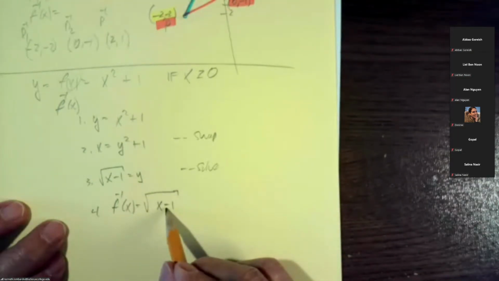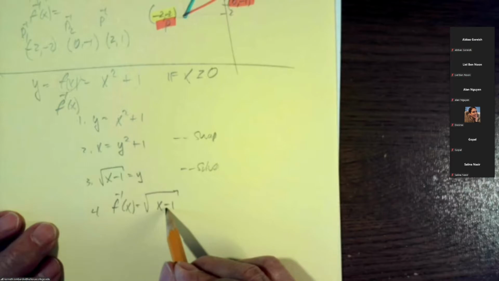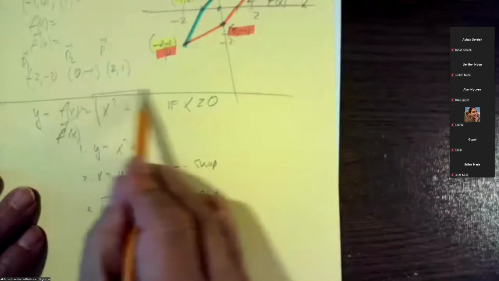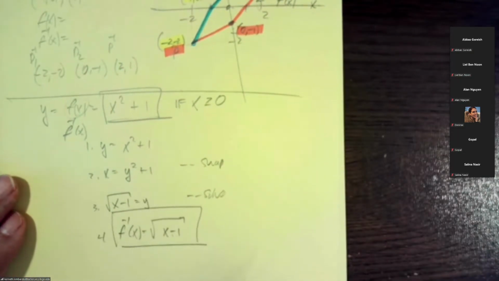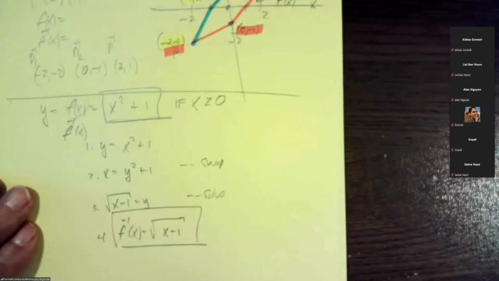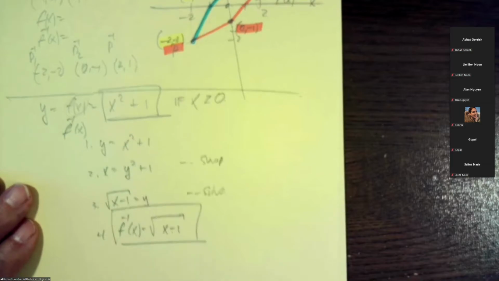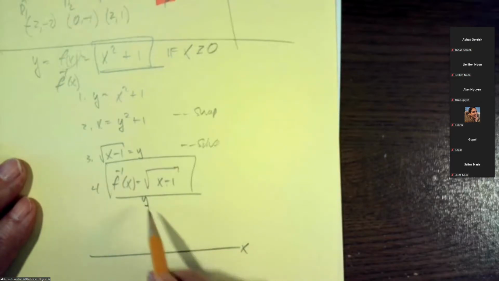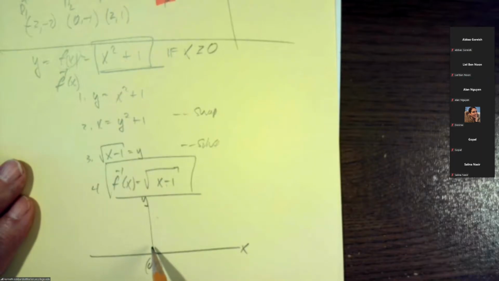Okay. So here we have the inverse. Everybody agree with what we're looking at here? So here is the inverse. Here is the original function. So now I'm going to ask you to graph. So let's say we have x and y. Here's our origin at (0, 0). And maybe we go out here. Let's see, 1, 2, 3, 4, 5.